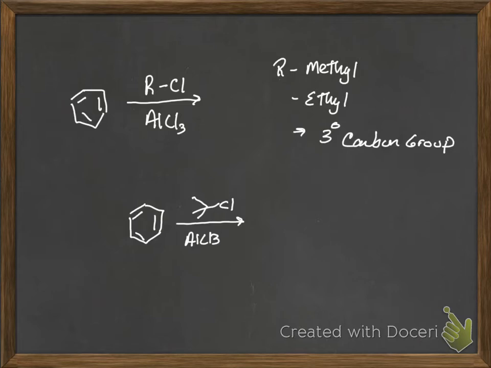All right, so aluminum trichloride and T-butyl chloride will generate this, T-butyl benzene. There's a couple other ways you can make T-butyl benzene. One of them is the aromatic ring and T-butanol in sulfuric acid.